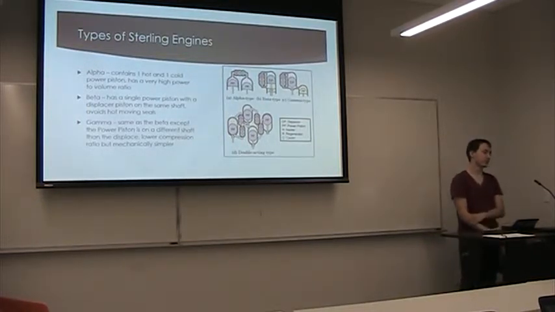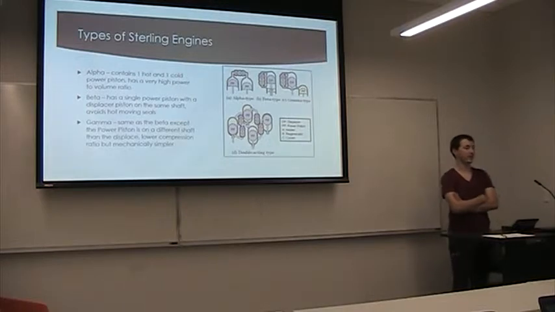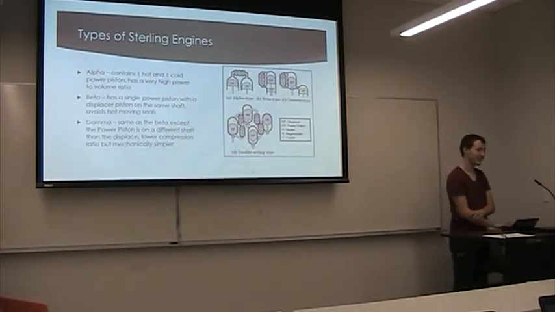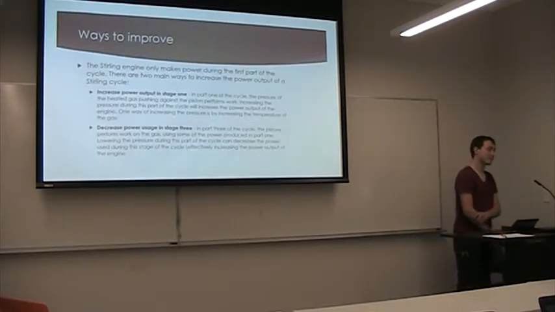The beta has a single power piston with the displacer piston on the same shaft. This is a good method because it avoids hot moving seals. And then the gamma type is the same thing as the beta type. You can see that the reservoirs are the same, except the power piston and the displacer move on different pistons. And I don't really know how to explain the double acting type because I couldn't find anything on it. It looks pretty advanced though, so I'm not going to mess with it.